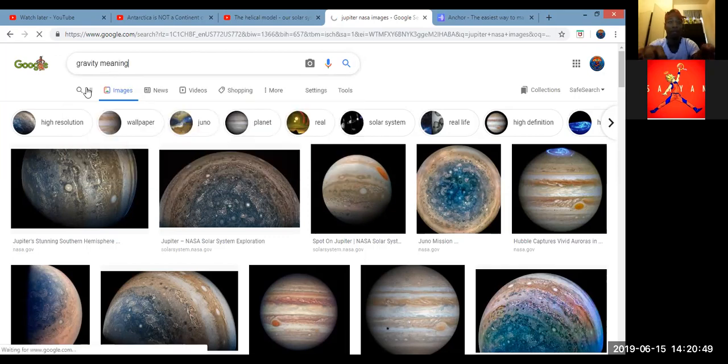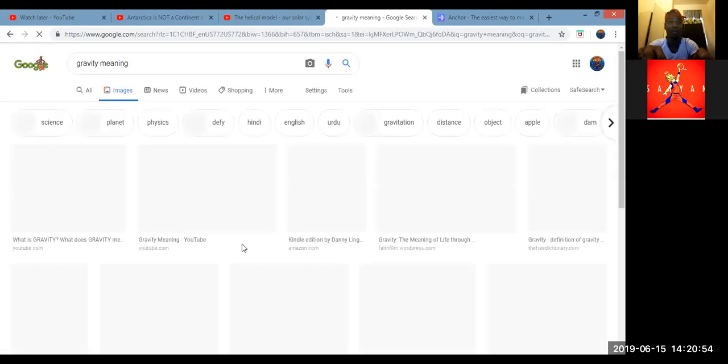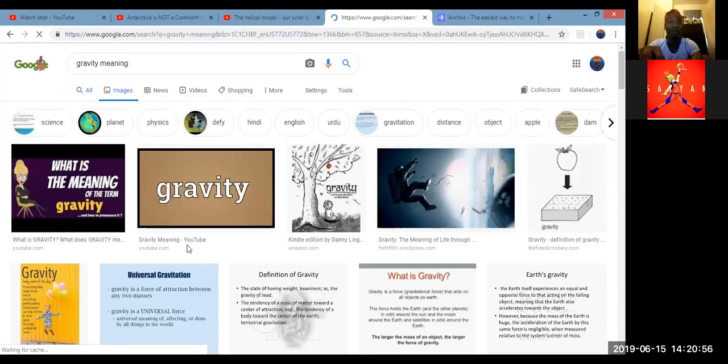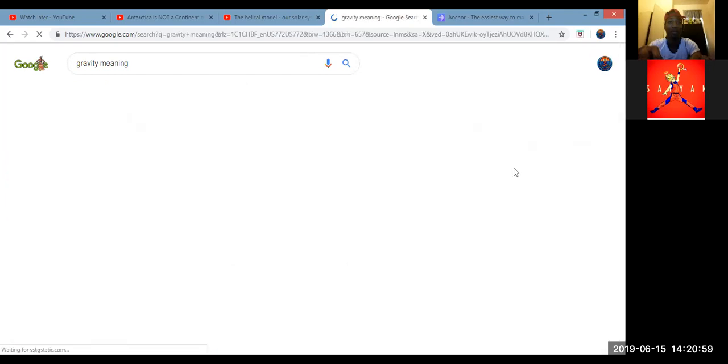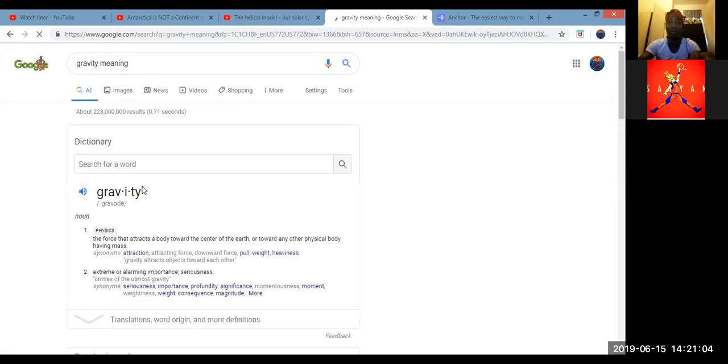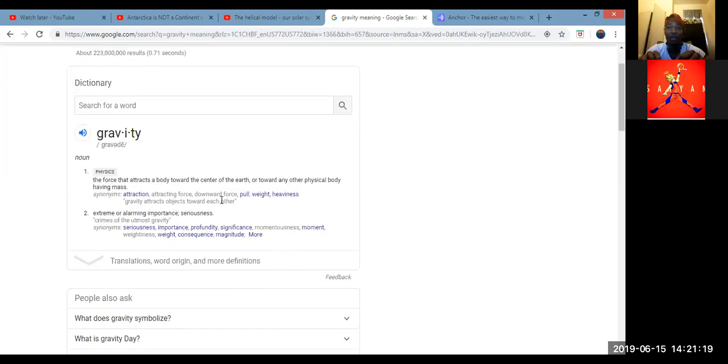What does gravity do? Okay, then we're gonna just show you how it ain't doing none of that. Gravity, the force that attracts a body towards the center of the earth or towards any other physical body having mass. All right, the force that attracts a body towards the center. All right, that's a dumb definition, but we're gonna take it.